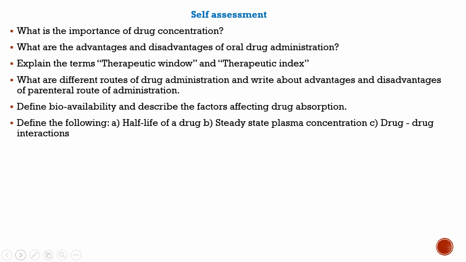So this has been a long discussion, and at this point, I hope you've learned a lot. I want you to take the self-assessment exercise. It will help you to assess what you've learned and know if you have actually assimilated it. What is the importance of drug concentration? What are the advantages and disadvantages of oral drug administration? Explain the therapeutic window and therapeutic index. All this we've treated. What are the different routes of drug administration? Very easy. Define bioavailability and discuss the factors affecting drug absorption. Define the following: half-life of a drug, steady state plasma concentration, and drug interactions.